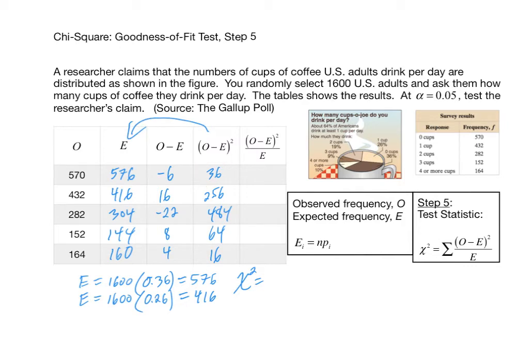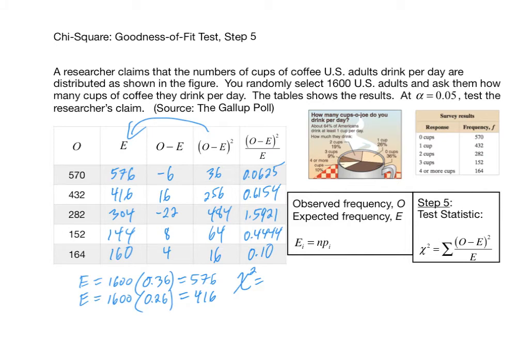So 36 divided by 576 is 0.0625. 256 divided by 416 is 0.6154. We continue this, we get 1.5921, 0.4444, and 0.10. To get our test statistic chi-square, our final step is to add all those quotients, which are here in this row.